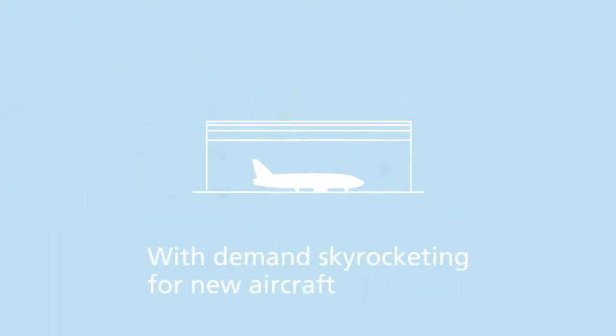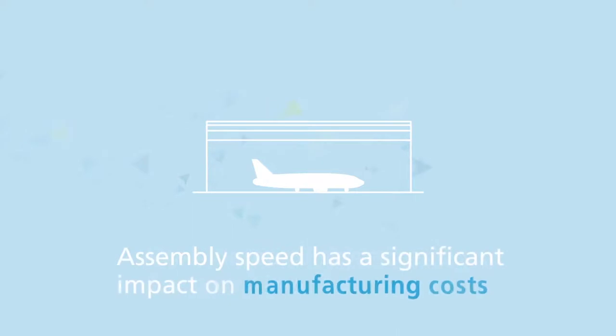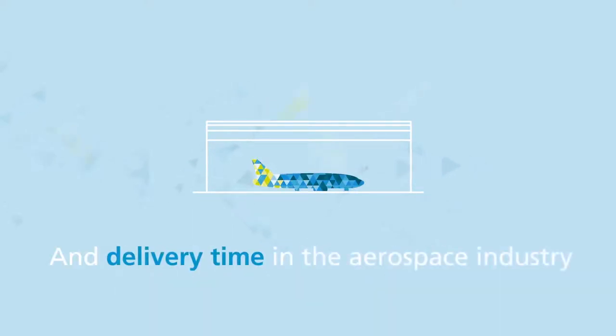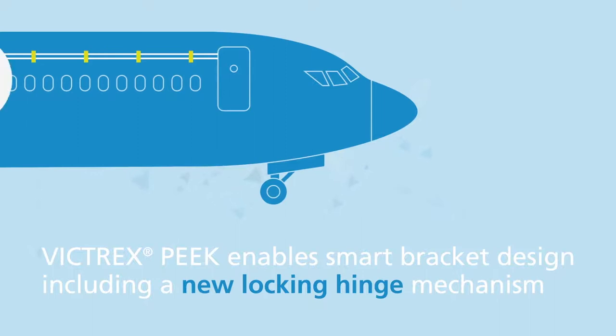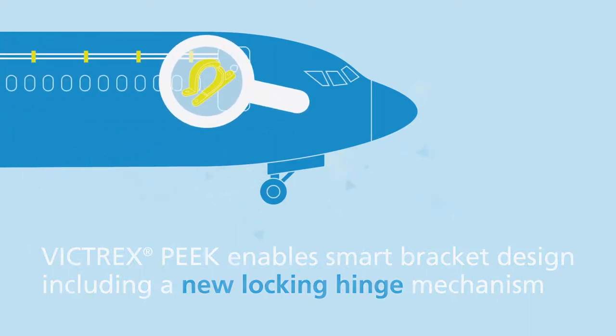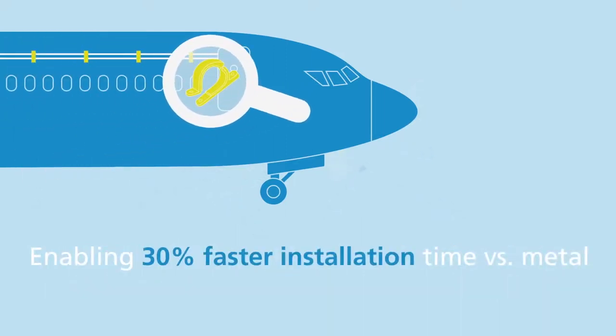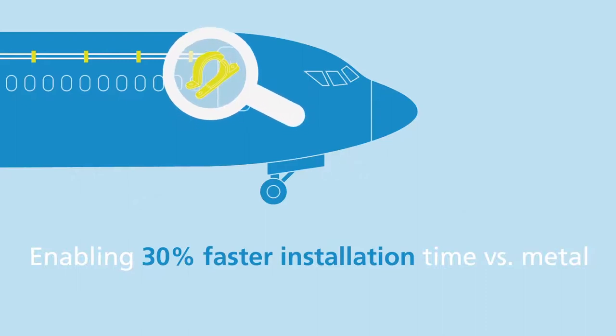With demand skyrocketing for new aircraft, assembly speed has a significant impact on manufacturing costs and delivery time in the aerospace industry. Victrex PEEK enabled a smarter bracket design, including a new locking hinge mechanism that helps reduce installation time by 30% compared to metal brackets.